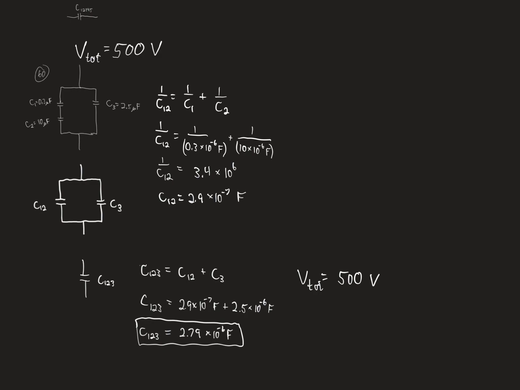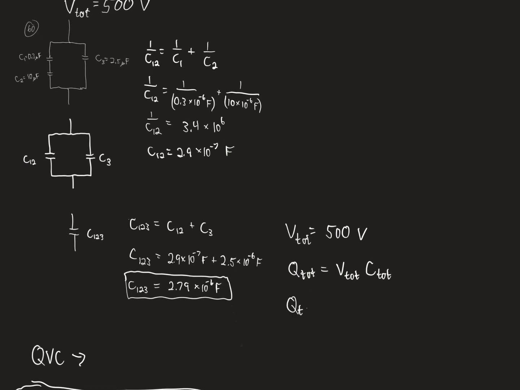Okay. What's the last thing we need to find? Q total. Can I find Q total? Yeah? How? Because you were given the other numbers. Because I was given the other numbers. So what equation do I use? Q equals VC. So I can take V total and C total, and I can multiply those two together to get the total charge that's inside of this circuit. So let's multiply those together. What's the total charge in the circuit?